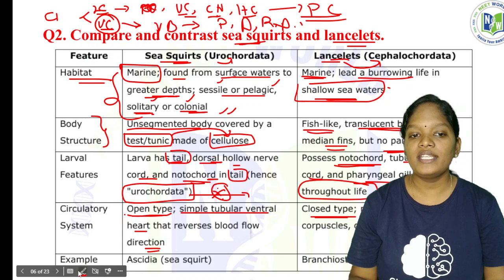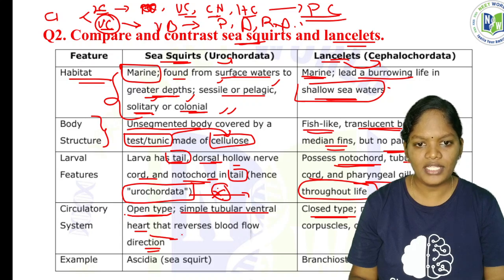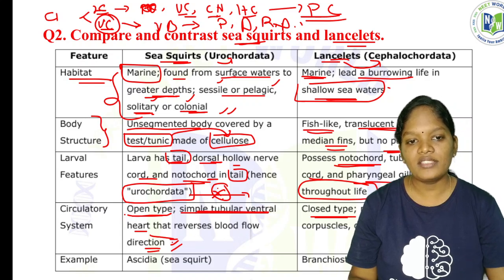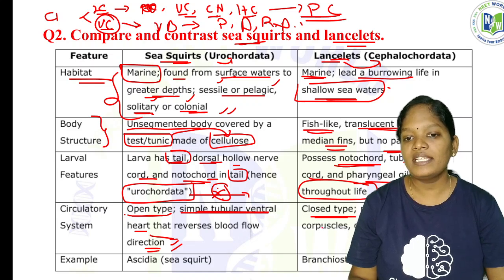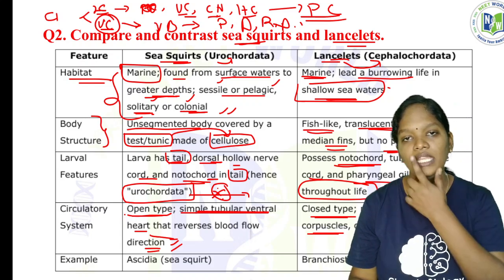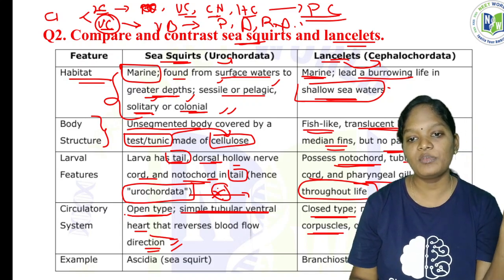So Urochordates have the open type of circulatory system, and a simple tubular ventral heart that reverses blood flow direction. The lancelets have a closed circulatory system. There will be no heart, and blood corpuscles and a respiratory pigment will be present. The best example to remember is the human, where we have blood capillaries and blood vessels, and a respiratory pigment.